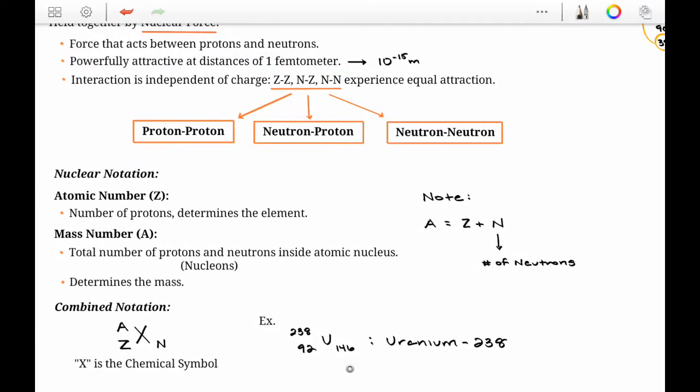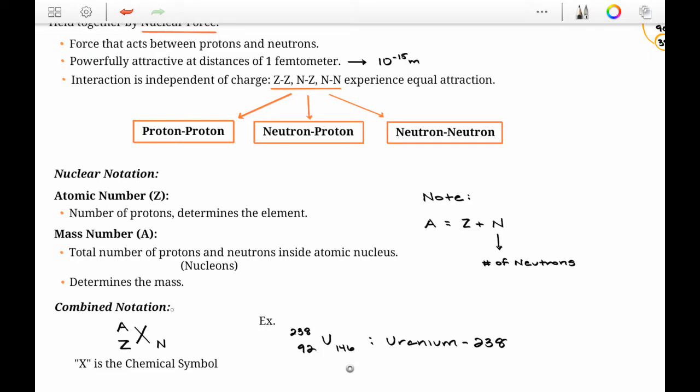The atomic number is the number of protons in an element, and the number of protons actually determines whatever element you're considering. We can denote the atomic number by the letter Z. The mass number is denoted by the letter A, and the mass number corresponds to the total number of protons and neutrons, or nucleons, inside an atomic nucleus. Not surprisingly, the mass number does determine the mass of the element.